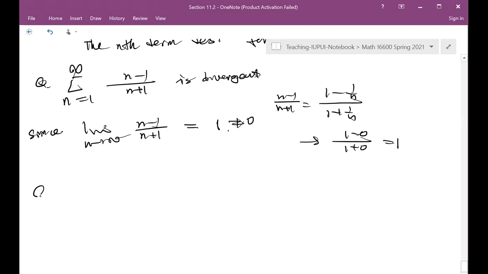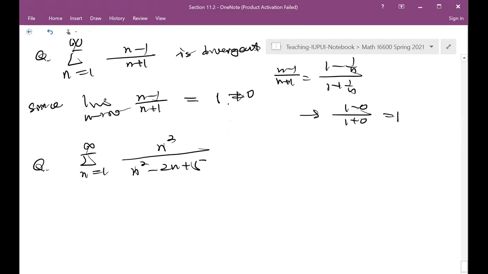And similarly, you can look at this problem here, starting from n equals 1, with n squared minus 2n plus 5 in the denominator. Don't worry about the denominator. It's never 0. It's always positive. And since the limit of the nth term is going to be 1 again.